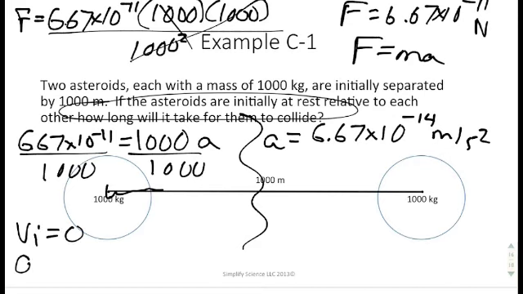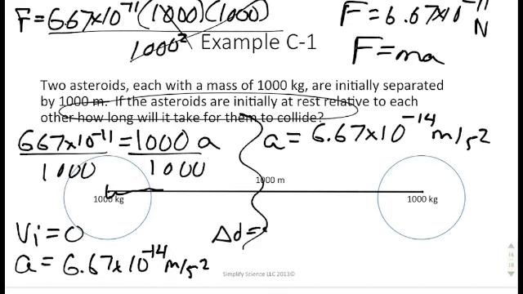You would say that you have an acceleration of 6.67 times 10 to the negative 14th meters per second squared. You would say that the distance that you have to travel is 500 meters because it only has to travel half the distance. The other one will travel the other half. And then finally you can solve for the time.